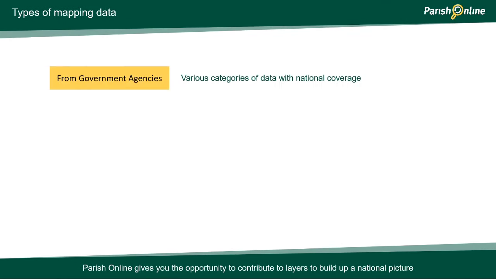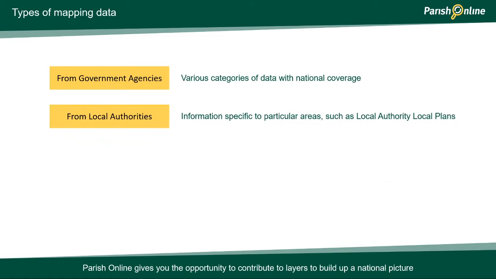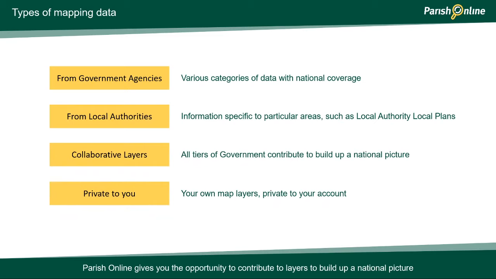And then within Parish Online, you've got different types of mapping data. So I'm just going to click all these on now. So from the top, we've got data from government agencies. Most of those are the ones in those icons I had before, those logos. So Environment Agency, Historic England, Natural Resources for Wales, bringing all of that data together.